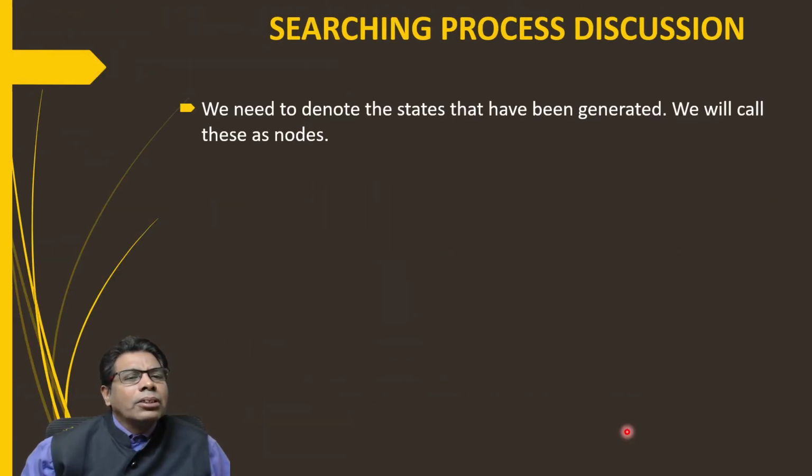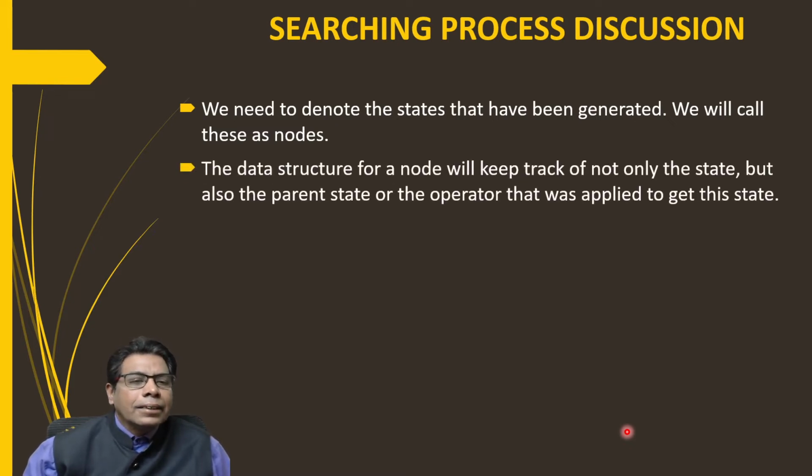Now we need to denote the states that we have generated. We call these the nodes. The data structure for a node will keep track of not only the state but also the parent state and the operator that was applied to get the state. So from the parent state we get the child state, and the node will keep track of this.